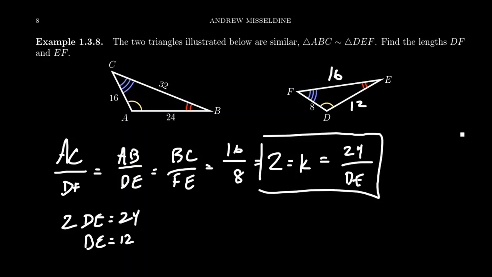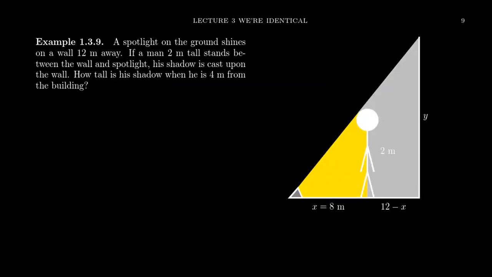Let me give you some examples that I use in my actual calculus class. You can actually see the links to these videos on the page right now. So these are genuine calculus problems. And I just want to demonstrate not the calculus part, but why similar triangles become essential to some of these calculus problems. So imagine a spotlight is on the ground and it shines on a wall that's 12 meters away.